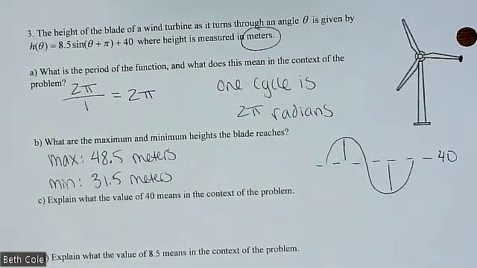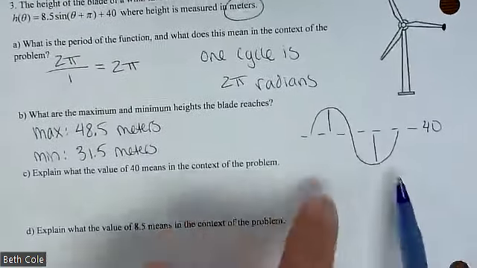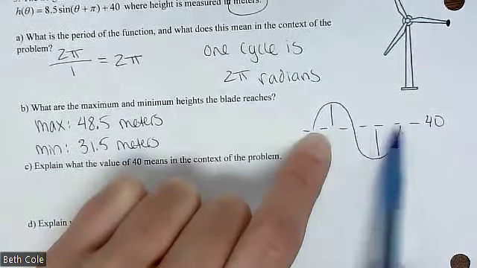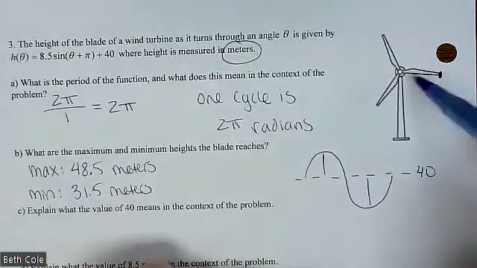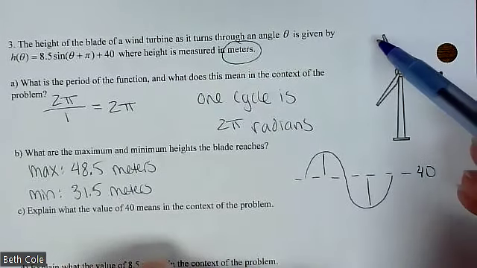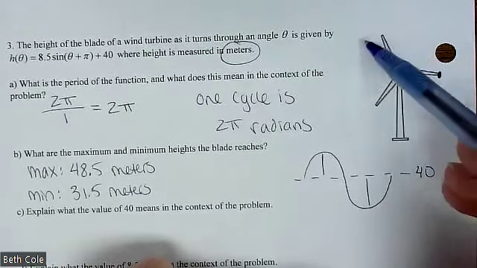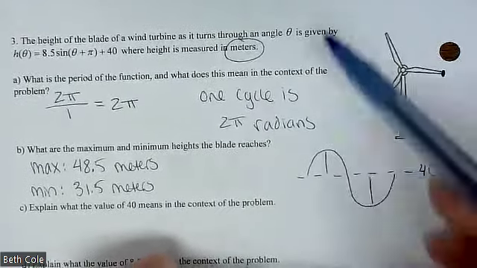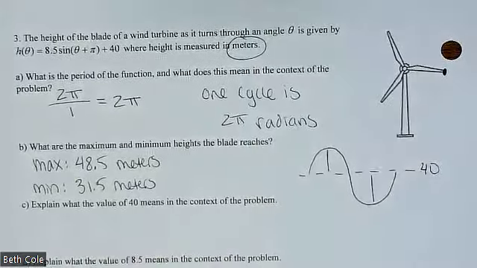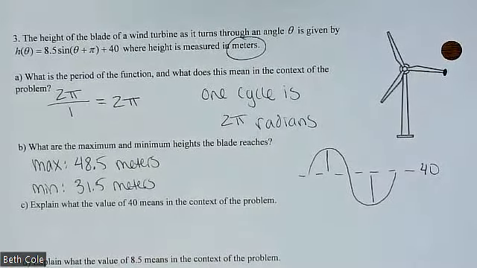I want to see if you guys can figure it out without me telling you the answer. Explain what the value of 40 means in the context of the problem. All right, look, 40 is when this dot is at the center. So if you think it goes up, it comes back to the center. It comes down, it comes back to the center. It goes up, it comes back to the center. What does the 40 represent in the picture? It represents the what?